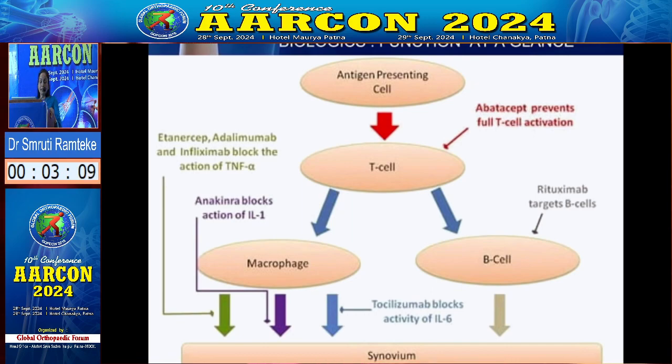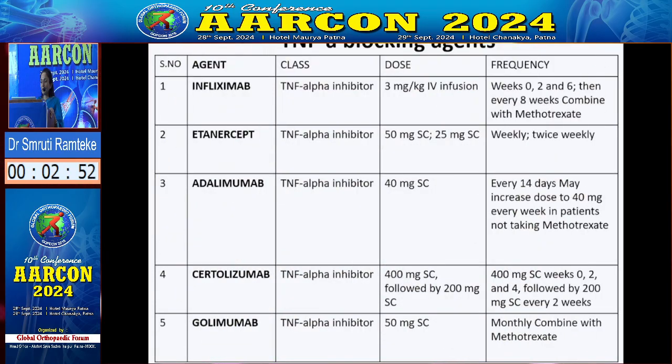Rituximab acts on the B cell. Anakinra blocks IL-1, and tocilizumab blocks IL-6. And then there are the TNF-alpha inhibitors, etanercept, adalimumab, infliximab, etc. So I won't go into the details of it, but these are the different TNF blocking agents, and they have a different mode of administration. Infliximab is given IV, the rest of them are subcutaneous injections given at different intervals.